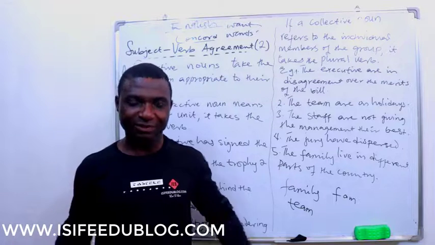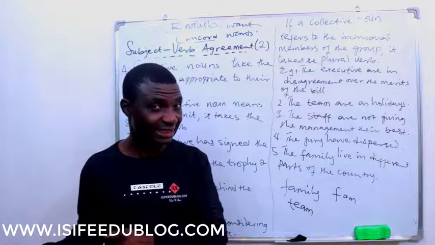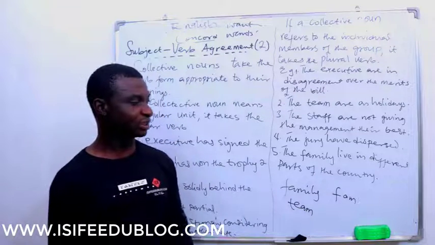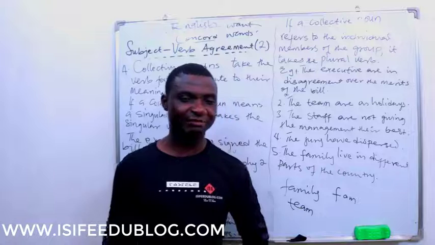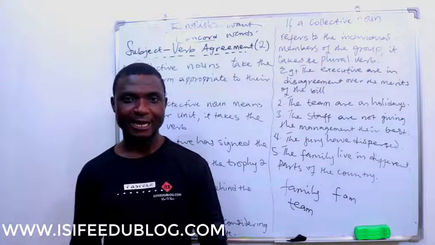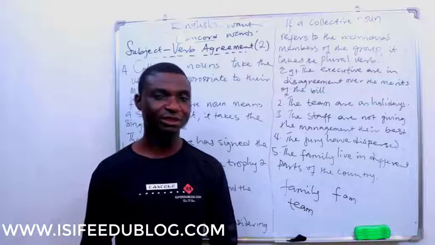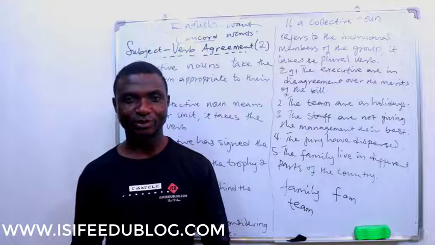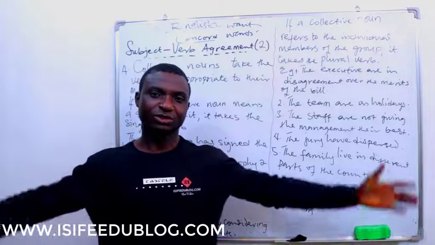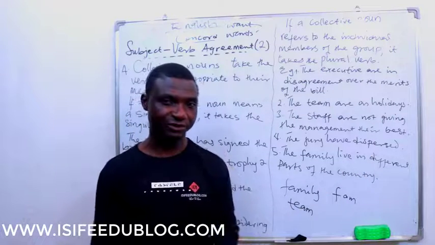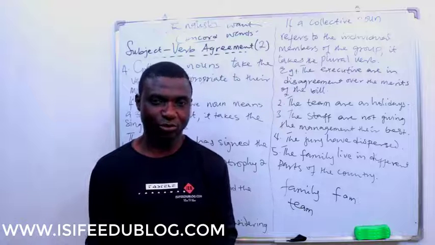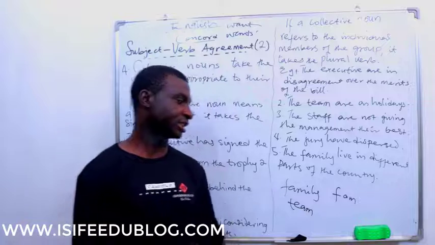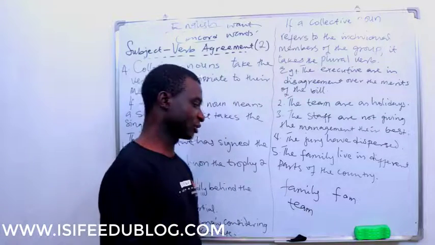Did you get that? The family, not the families. The family live in different parts of the country, which means father and mother may live in Enugu. First son lives in Lagos. First daughter lives in Abuja. Second son lives in Port Harcourt. So the family live, not lives. If all of them live together in Enugu, we'll say the family lives in Enugu. But in this case, the family live in different parts of the country.